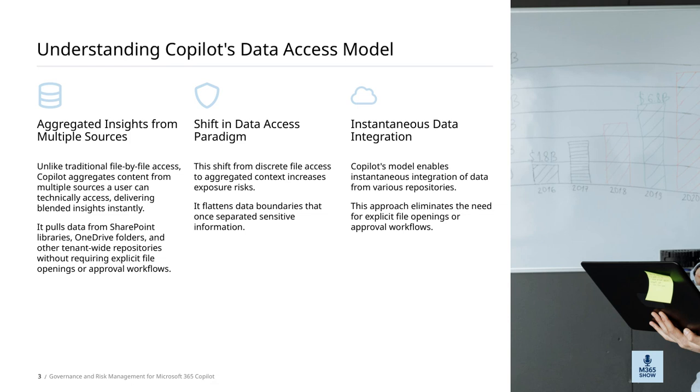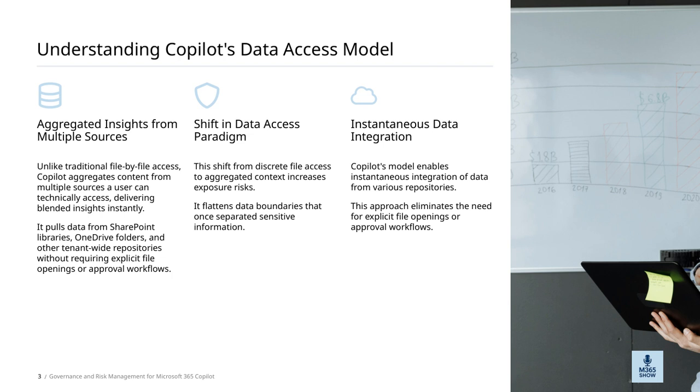Essentially, Copilot allows for instant integration of data from a variety of repositories. This means it can pull in information from different sources without needing us to open each file or go through approval steps. It makes accessing and working with data much more seamless and efficient. However, this shift from accessing individual files to working with aggregated data from multiple sources does increase some exposure risks. Because the system flattens the traditional boundaries that once kept sensitive information separate, it's important to be aware of the potential for broader data visibility.